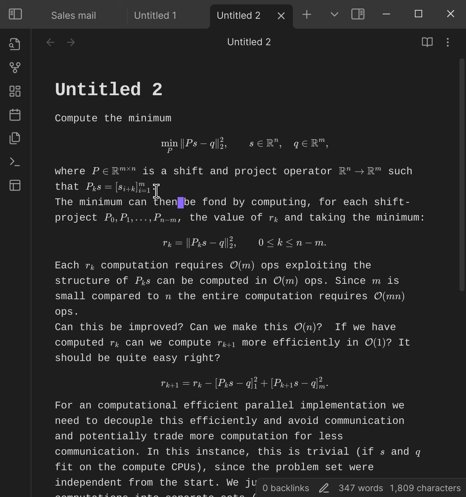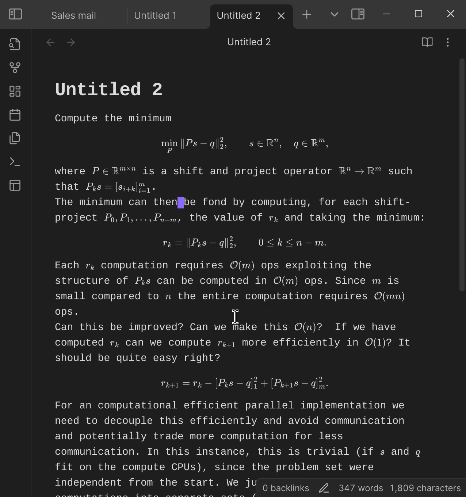I don't know if that's correct notation or not, but what we need to do is, for all RKs computed like this, we should compute the minimum. So it's a very discrete kind of problem, and every RK can be computed in M ops, exploiting a very specific structure to how to compute PKS. So overall, how many of these RKs do we have? We have about order n of them, and the computation is order m, so it should be mn, right?